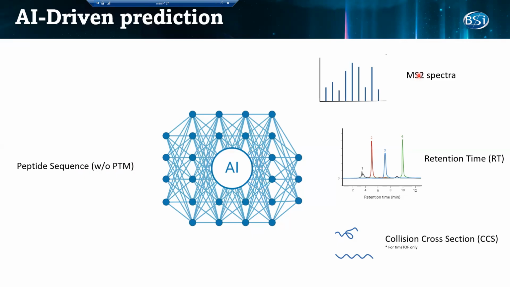Usually we predict three things. The first one is the MS2 spectra. We can predict the MS2 spectra and compare the predicted MS2 spectra to the measured MS2 spectra to see the similarity between the two. We also predict the retention time, the RT, to see if our result is correct. And if it's an ion mobility instrument, we can predict the CCS value to see if the identification is the correct one.